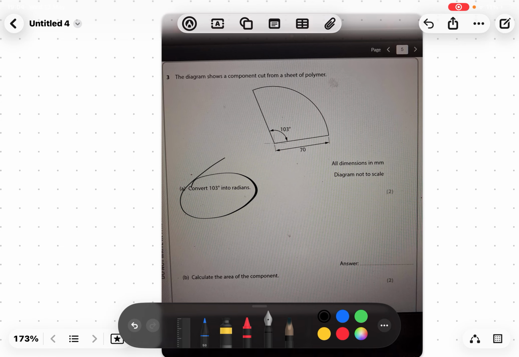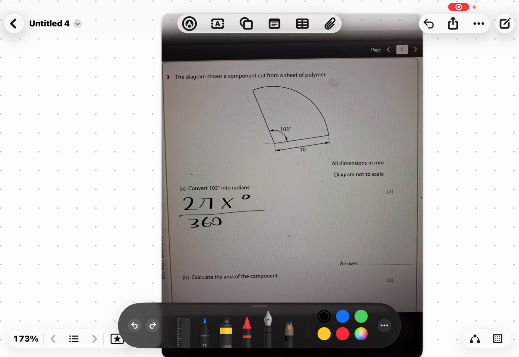Also, how to convert degrees to radians and radians to degrees is given in the formula sheet. For degrees to radians, it is 2 pi times the degree divided by 360, because that's how many degrees there are in a full circle. I mean, you could do pi divided by 180, but we just play it safe and use the formula sheet.